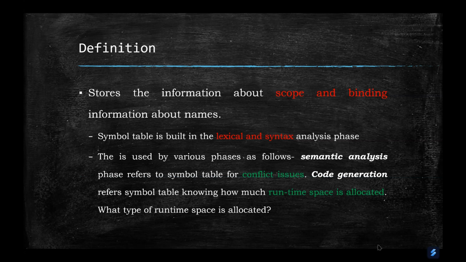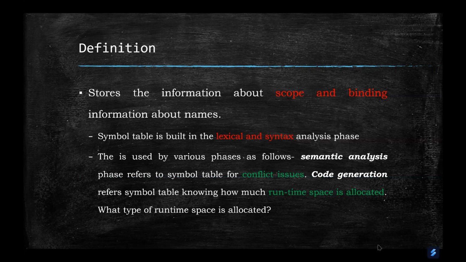Not only that, the symbol table is built in the lexical and syntax analysis phase. In the lexical analysis, the source code is divided into lexemes, and identifying or recognizing the keywords, identifiers, literals, all are stored in the symbol table. Based on the symbol table reference, the syntax analysis phase is generated.